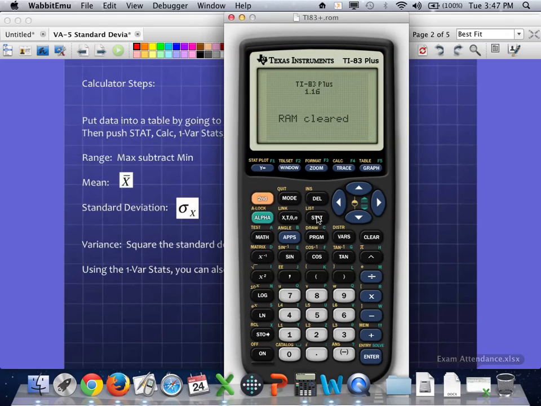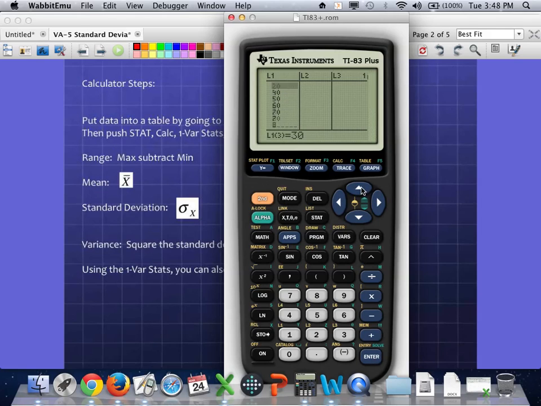Okay, so Stat is right here, and you're going to put your information into Edit, and you're going to put stuff into L1 and L2. So I'm going to go ahead and get some information in there. I'm going to put in my X values under L1, and every time you have to hit Enter. So then 20, 30, 40, 50, 60, 70, and 80.